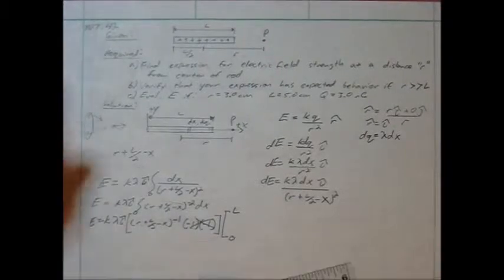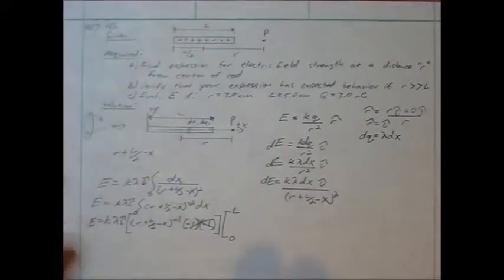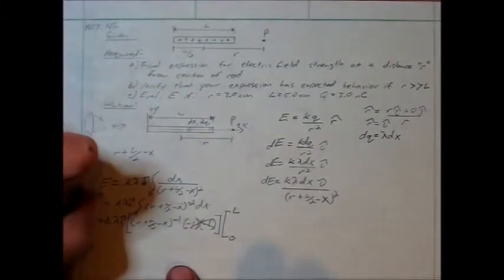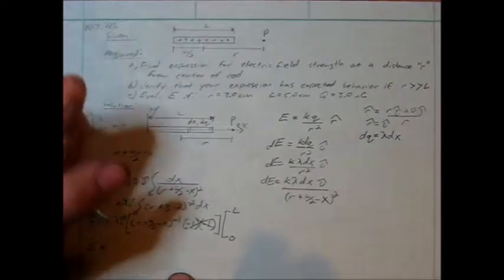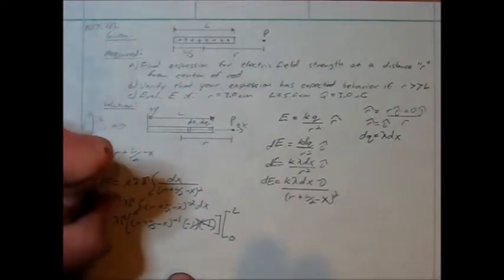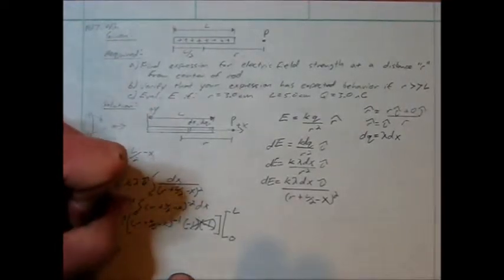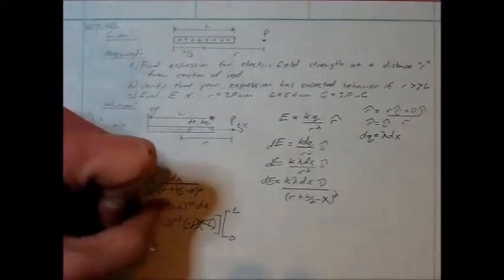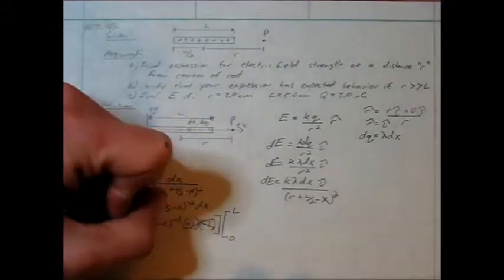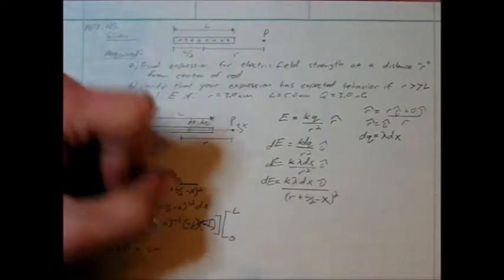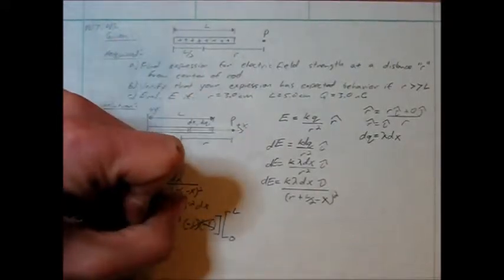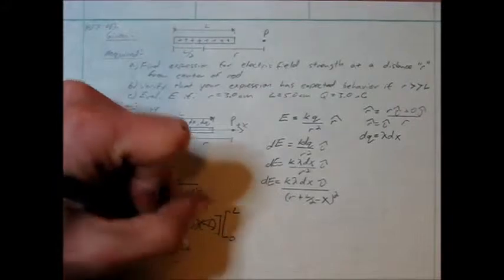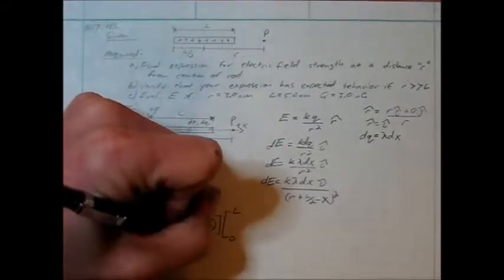Let me make this a little cleaner. I'll rewrite it, and then we'll switch to a second sheet of paper to talk about our evaluation and our verification of the expression here. E equals k lambda i hat times the expression (R plus L over 2 minus x) to the negative 1 power.